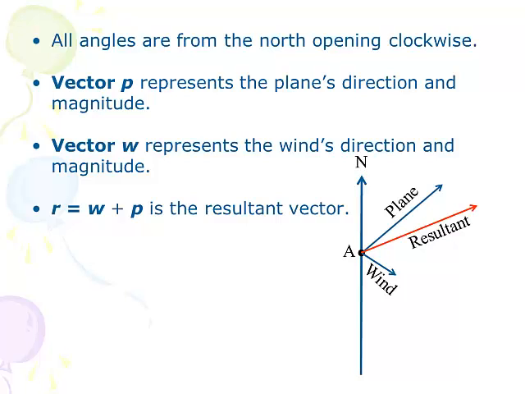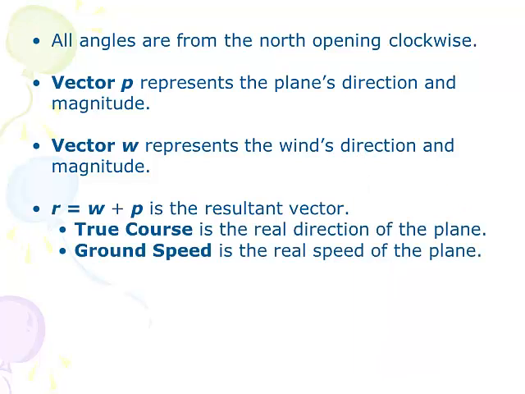Now we're going to do the parallelogram method. So we're going to duplicate the plane's vector, duplicate the wind's vector, law of cosines, law of sines. And to emphasize this again, when you see true course and ground speed, we're talking about the real direction of the plane and the real speed of the plane. This is what's actually happening. When you look up in the sky, you don't know what the plane's trying to do and you can't tell what the wind's doing. But if you had really good equipment, you could determine what the real speed, the ground speed of the plane is, and what the true course of the plane is. That's what we're looking for here.